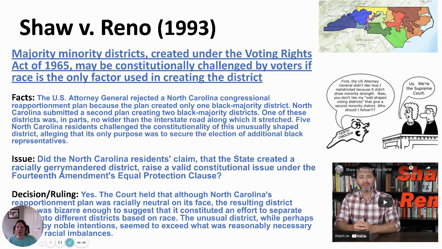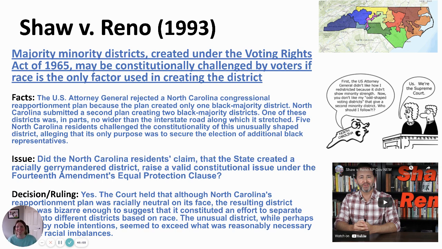And 5 North Carolina residents challenged the constitutionality of this unusually shaped district, alleging that its only purpose was to secure the election of additional Black representatives. So now this is an instance of them gerrymandering for a race, to help a race, basically. But then you had these white voters that challenged this, and they said that that's a violation of our equal protection. It's a form of reverse discrimination.